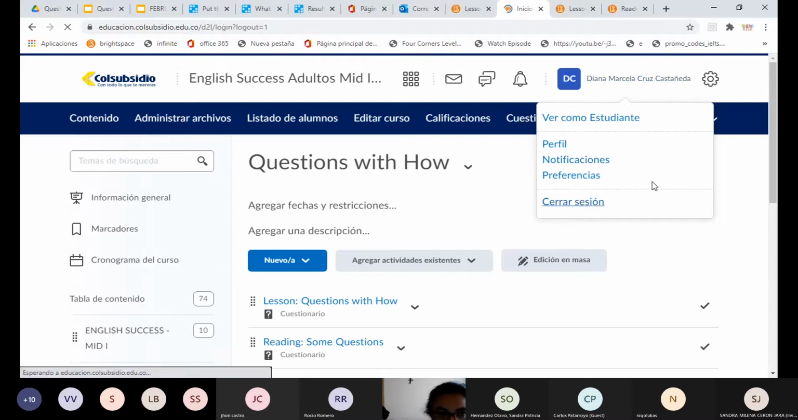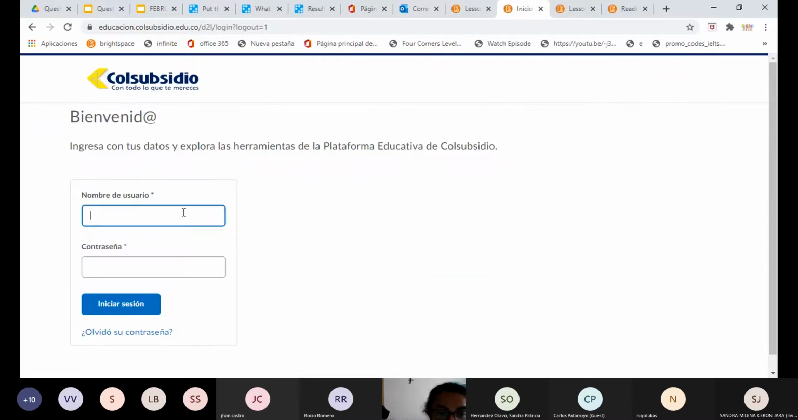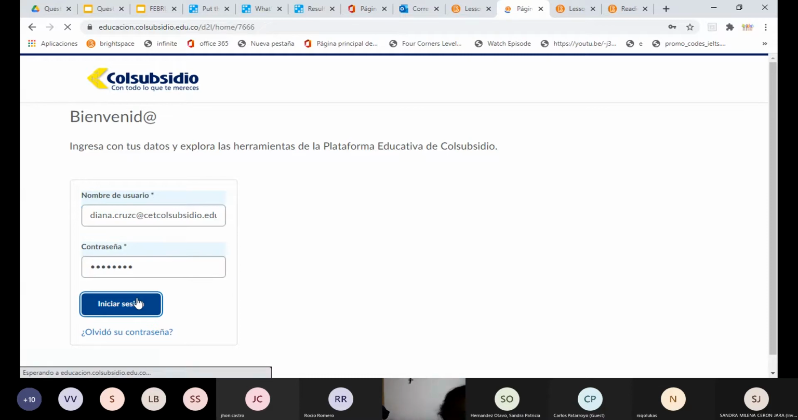Number one, remember to log in. Your username is your email address. Your email address is your username. In my case, my email address is diana.cruzz@setcolsubsidio.edu.co. That's my username. And my password is my ID number, cédula de ciudadanía. So we complete that there, and we click on iniciar sesión.